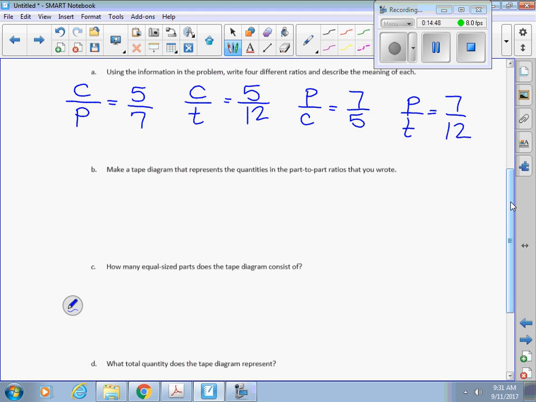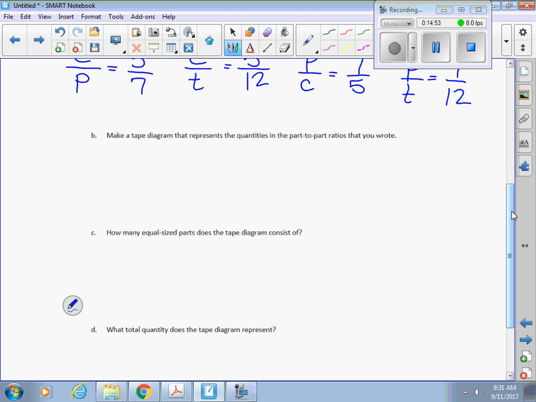Now we're going to make a tape diagram very quickly because Mr. Mattingly's here to describe some dog. We're recording right now, Mr. Mattingly.